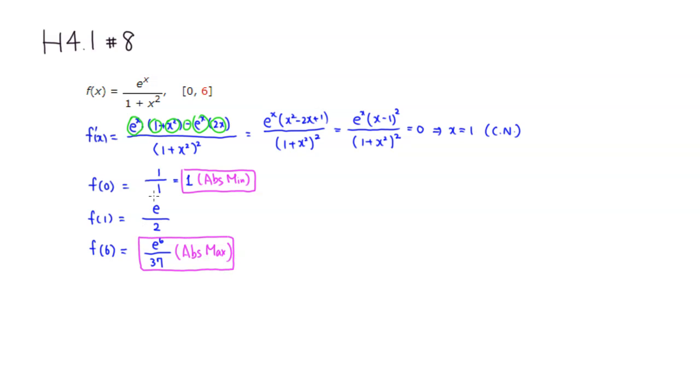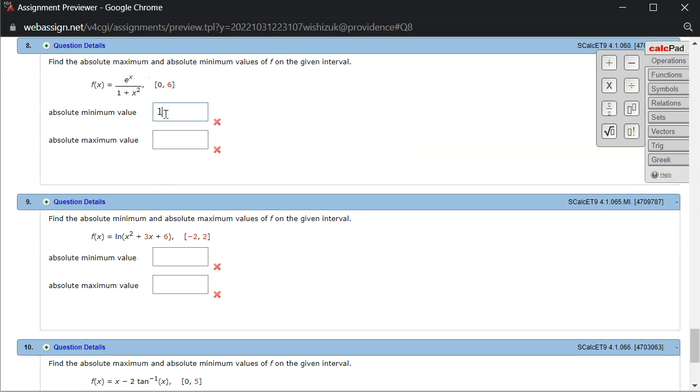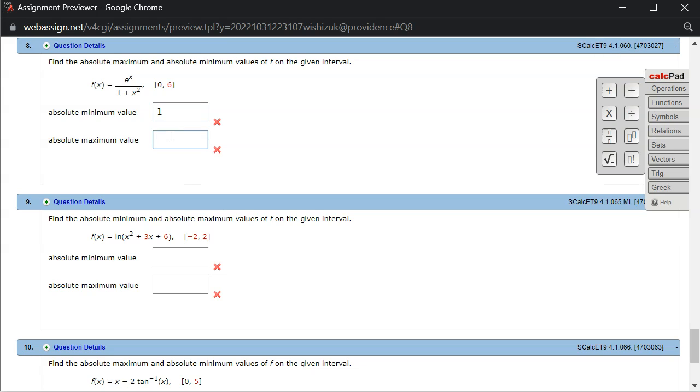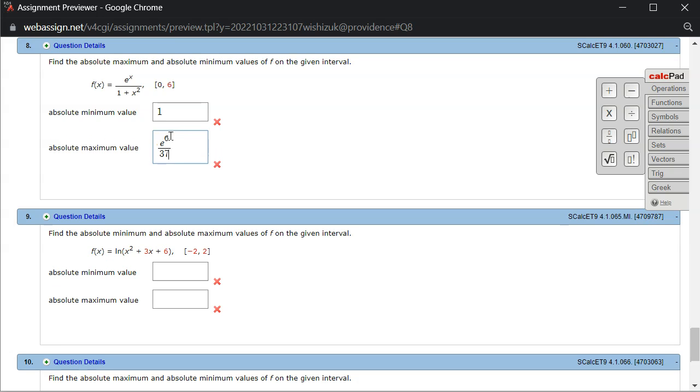So let's type it in. The absolute min is 1, and the absolute max is e to the 6th power divided by 37. All right, let's check the answer.